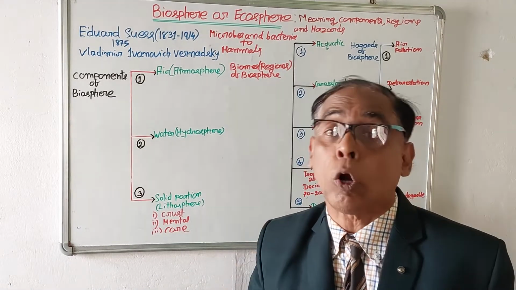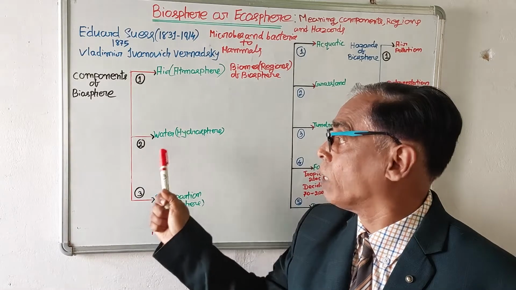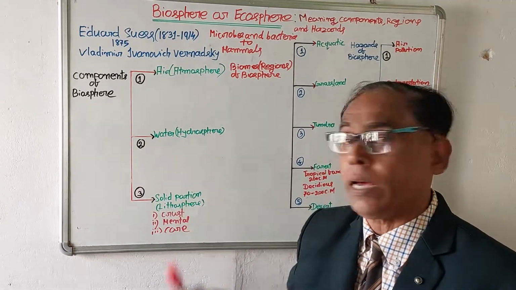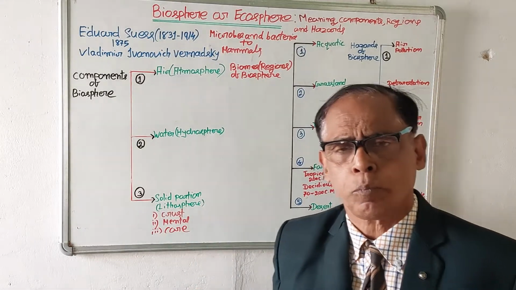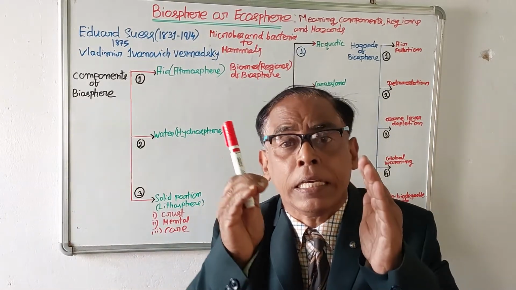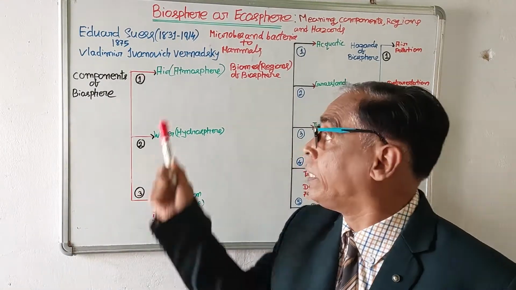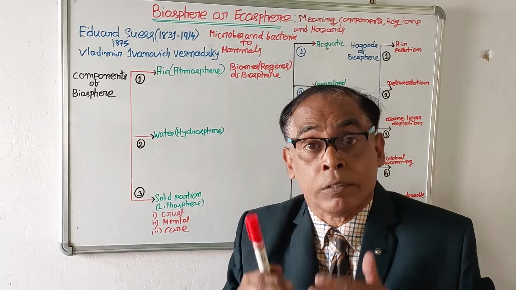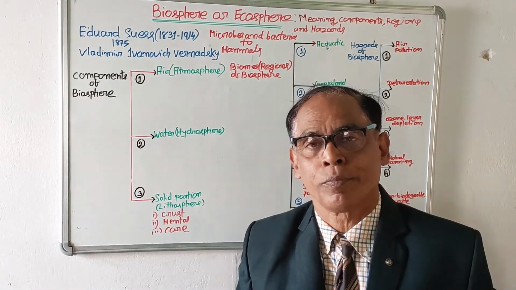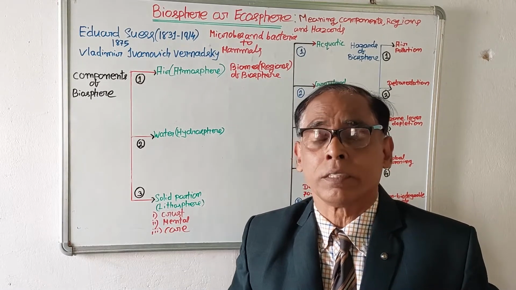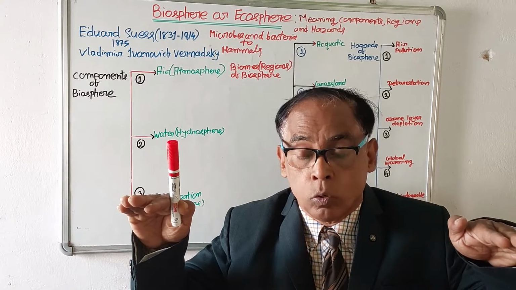Biosphere has 3 components. One is air, atmosphere. Number 2, water, hydrosphere. Number 3, the solid portion of the earth known as lithosphere. Mainly, there are 3 components of biosphere. The first component of the biosphere is air. Without air, life will not be possible. Air means the air coverage over the earth.